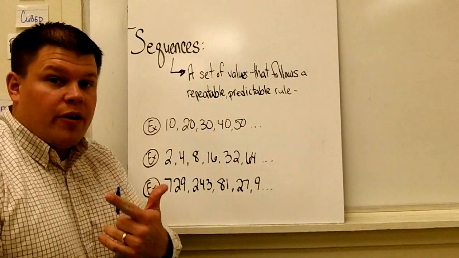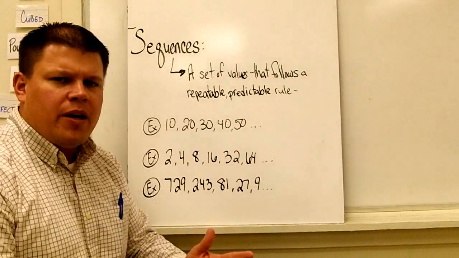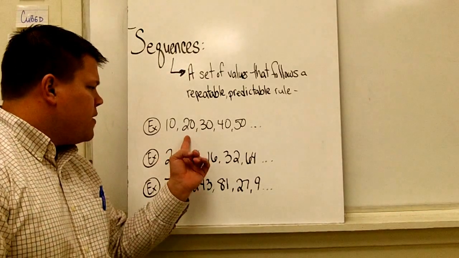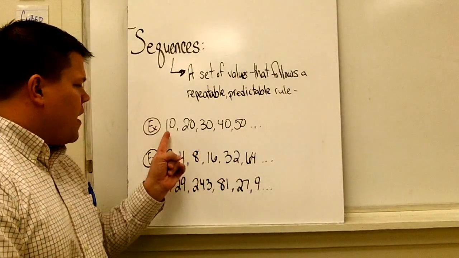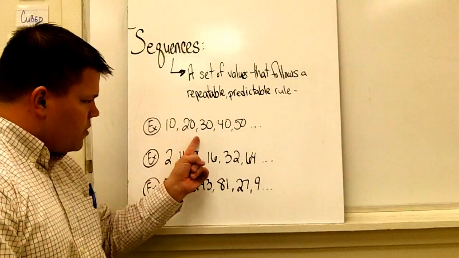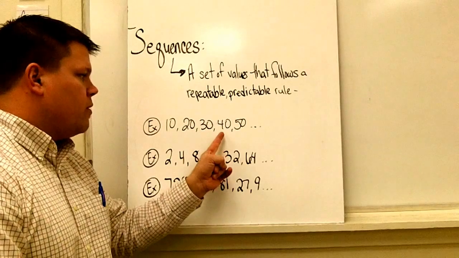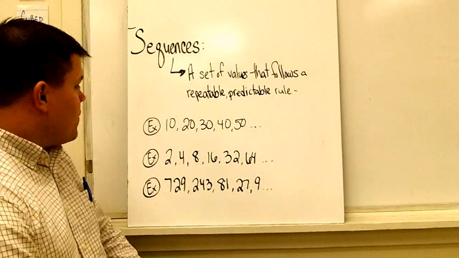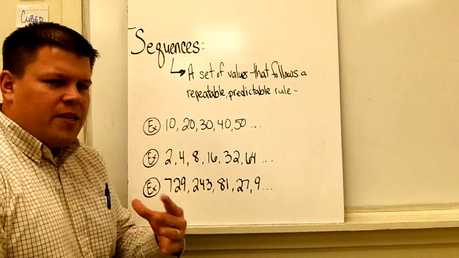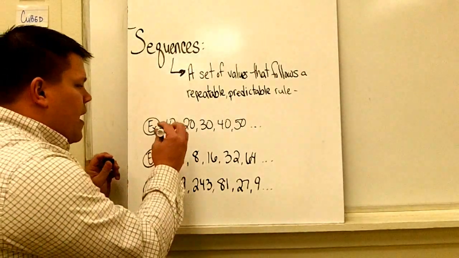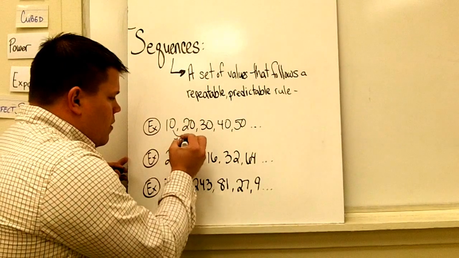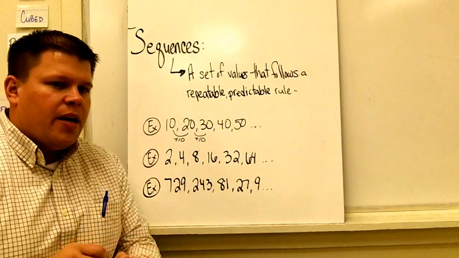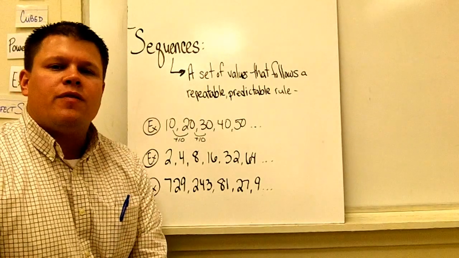Well, I hope you've said it either in your head or out loud. This is increasing by 10 each time. I'm looking at this number to this number, this number to this number, and so on. We're increasing by 10 each time. And I can write that, and I can continue to write that, and I can call that my common difference, and we'll get to that in just a moment.